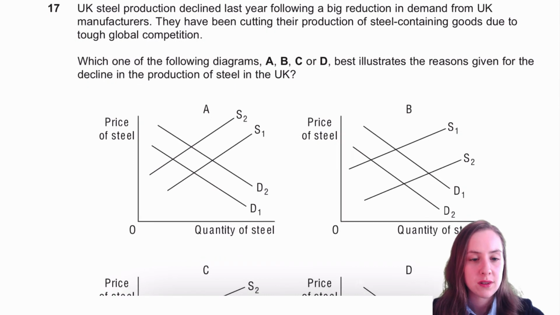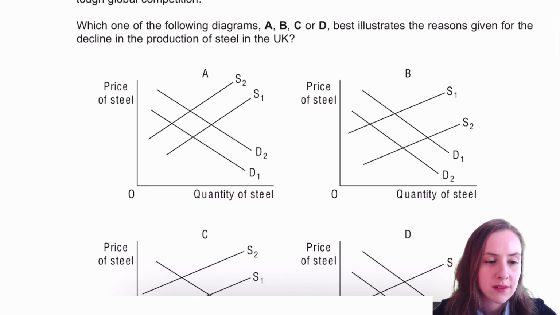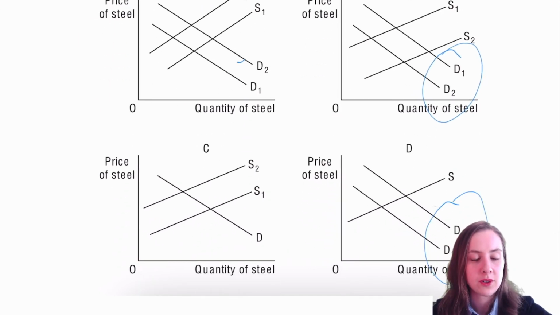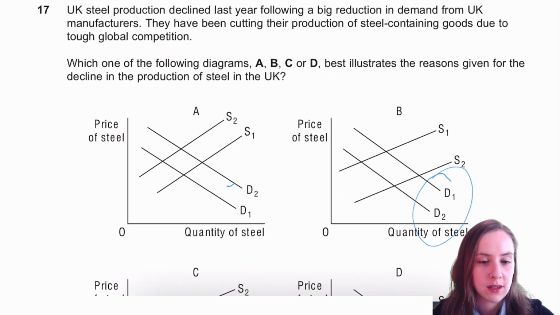UK steel production, there's been a reduction in demand. Okay, that was easy, reduction in demand. So we're looking at D1 to D2. So not A and not C.